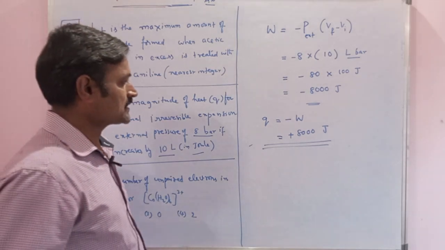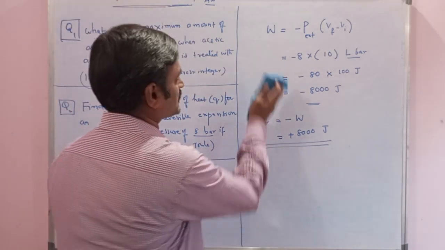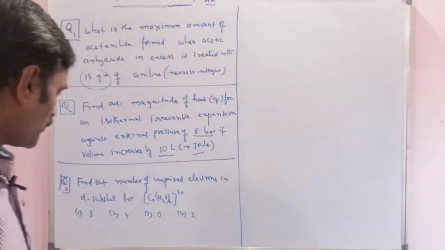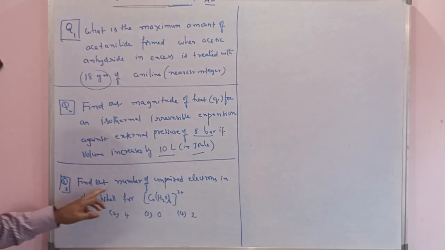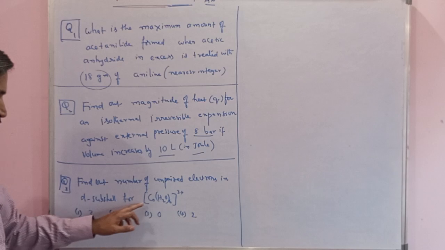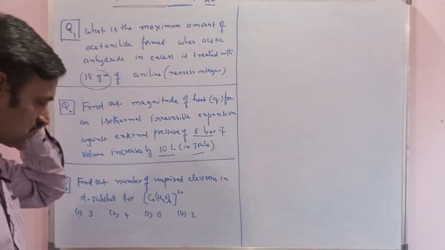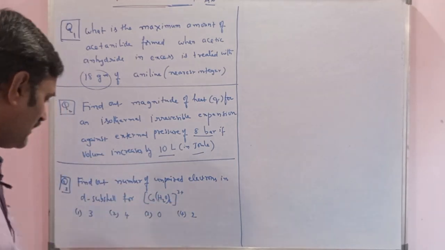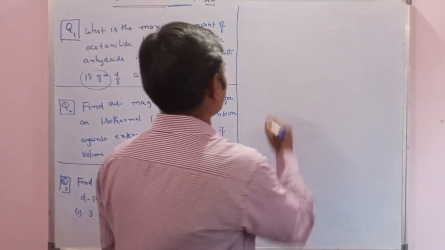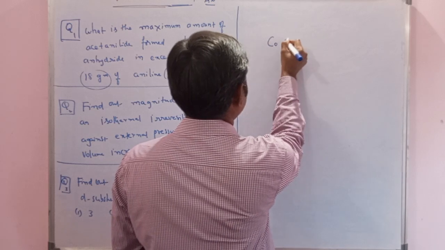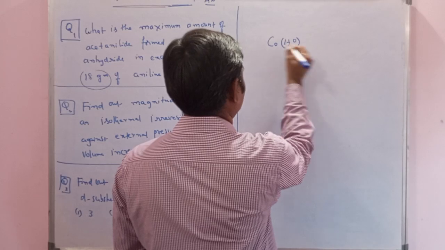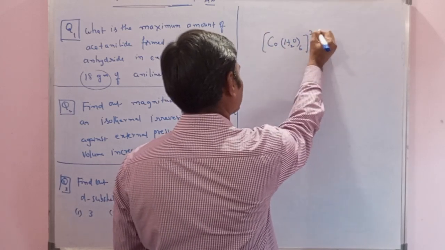Next, moving on to the next question, that is coordination compounds. The question is, find out the number of unpaired electrons in d subshell for the cobalt complex [Co(H2O)6]3+. There are 4 options given to us: 3, 4, 0, 2. First of all, we should know what the complex is, correctly taking down the formula. That is [Co(H2O)6]3+.